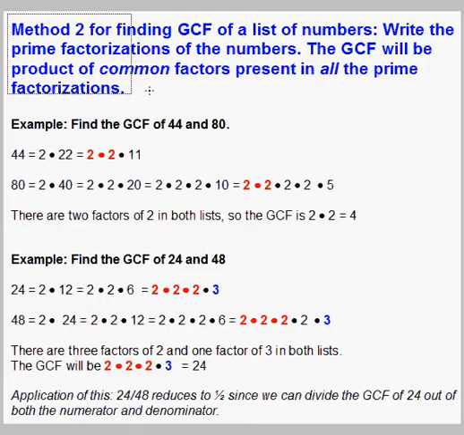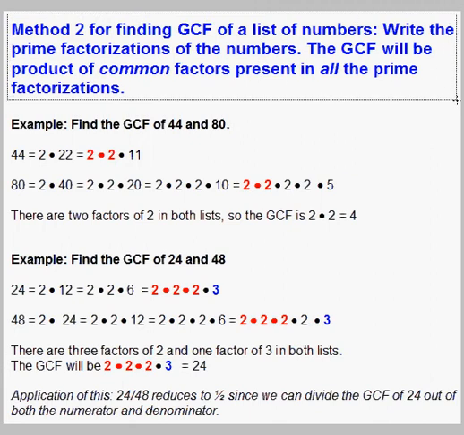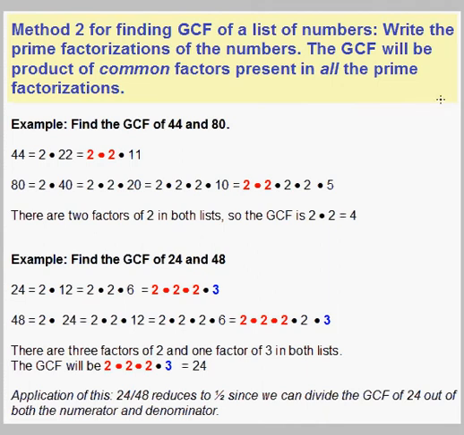A second method for finding the greatest common factor of a list of numbers is to write the prime factorizations of each of the numbers. The GCF will be the product of common factors present in all the prime factorizations. Let's show this with a few examples. The example we have here is find the GCF of 44 and 80. We find the prime factorizations of 44 and 80. 44 is 2 times 22, which is then 2 times 2 times 11. 80 is 2 times 40, which we can write as 2 times 2 times 20, and then so on to 2 times 2 times 2 times 2 times 5. And you notice I don't use the exponents here because this is a little different method. I just leave the prime factorizations without the exponents.